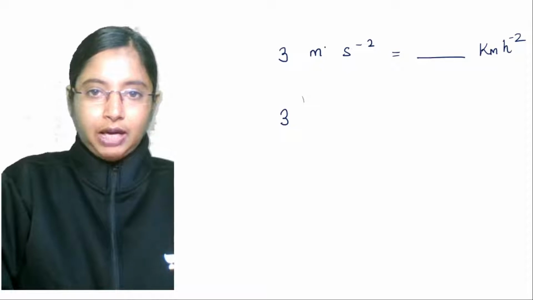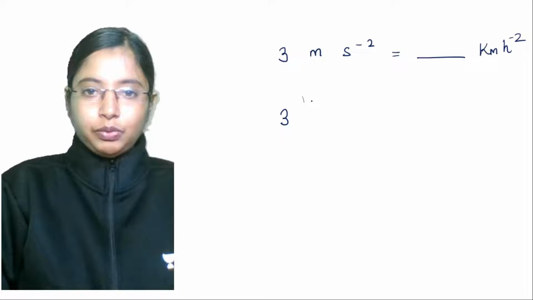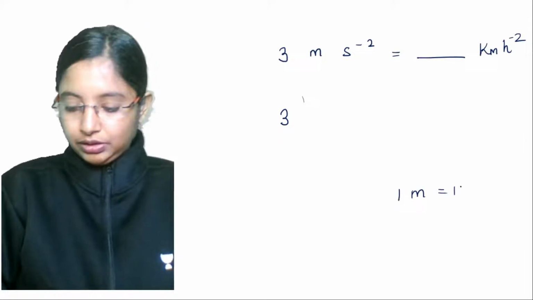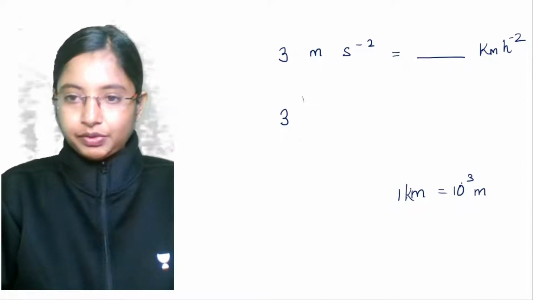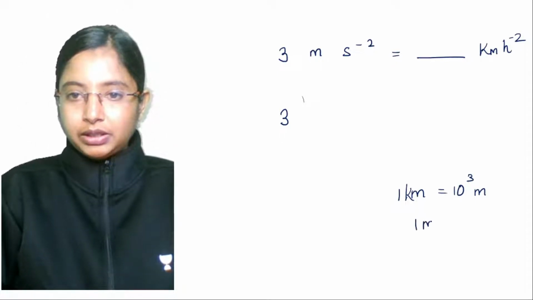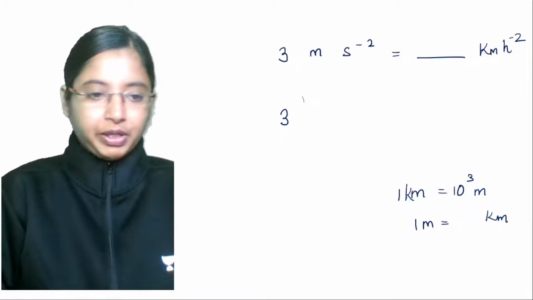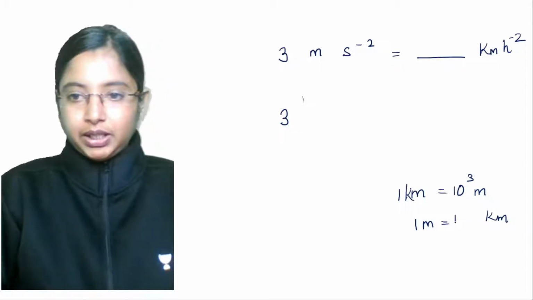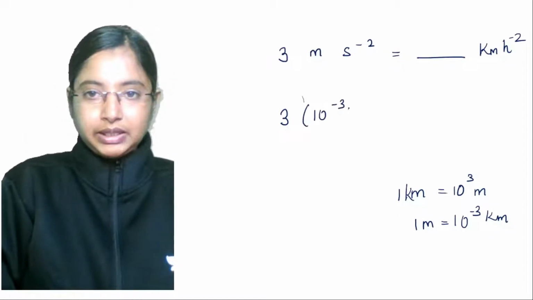Here, how do you express meters in terms of kilometers, right? 1 kilometer is 10 to the power of 3 meters. That is right, Akshay. So from here, 1 meter is nothing but 1 by 10 cube kilometers. If I take it to the numerator, this becomes 10 to the power of minus 3. So this is 1 meter into 10 to the power of minus 3 kilometers.